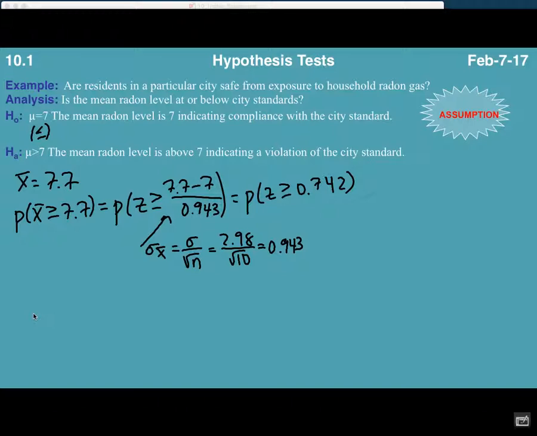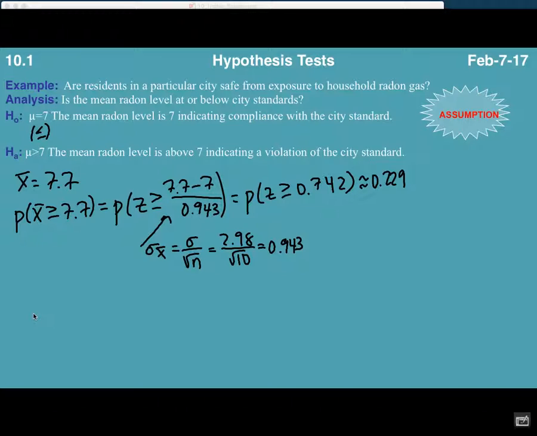Okay, so now how do I find the probability that z is greater than or equal to 0.742? Normal CDF. Or the table if you prefer the table. What was the value? I got about 0.229. Pretty close. Not that far off. Okay, are you all with me? Yes.